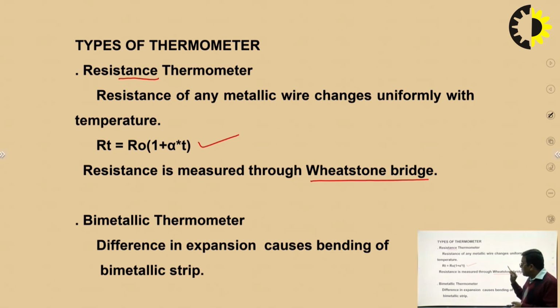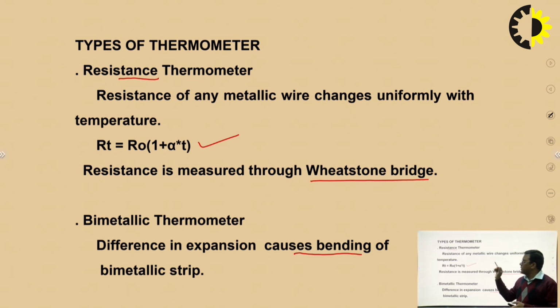Another property which can be utilized for measuring the temperature is the expansion in metals. Suppose these are the two metals, rigidly fixed with each other, but their coefficients of expansion with temperature are different. As soon as the temperature changes, what will happen? One will try to expand more, another metal will try to expand less. This will cause bending. So that bending of the bimetallic strip can be useful for measuring the temperature.